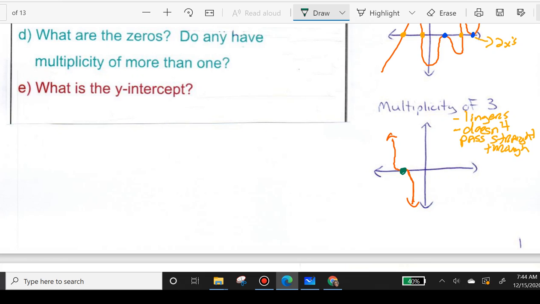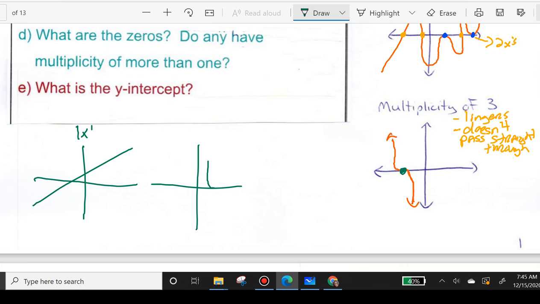Okay, so again, these are the things you need to look out for. Multiplicity of 1, straight through. 2 is going to be our U. And then 3 is going to be our linger at that point a little bit. All right, so let me go back up.